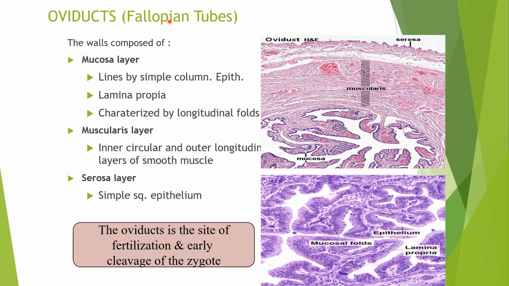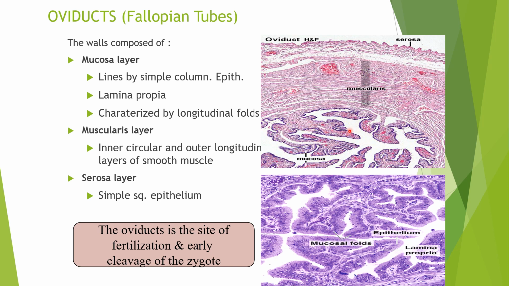Histologically, the oviducts, the fallopian tubes, are composed of the mucosal layer, the muscular layer, and the serosa. The mucosa in turn consists of the epithelium, which is simple columnar in nature, partly ciliated and partly non-ciliated, and just beneath the epithelium there is a very small amount of connective tissue called lamina propria.